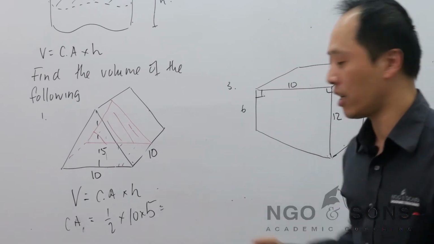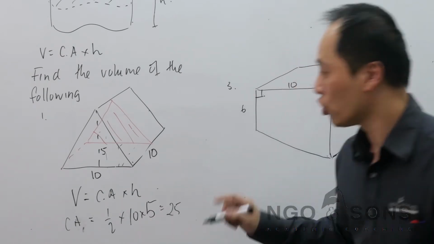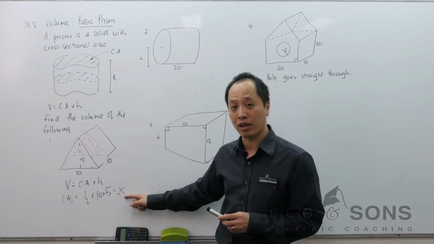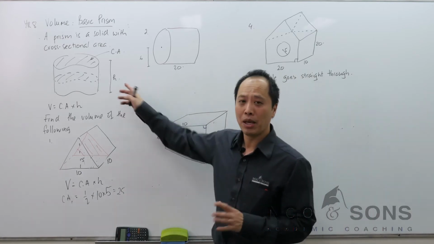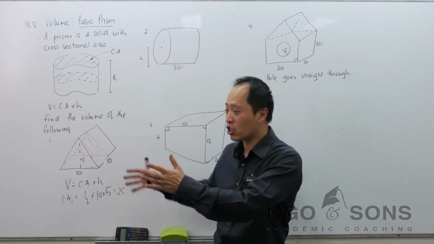So that's going to be equal to half of 10 is 5. 5 times 5 is 25. So now I know the triangle, the cross-sectional area. Once you know the cross-sectional area, well, you times it by the height. But in this case, the piece of cheese is lying down. It's not standing up.